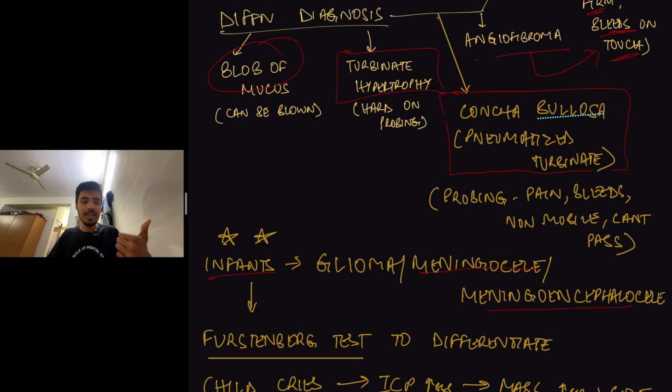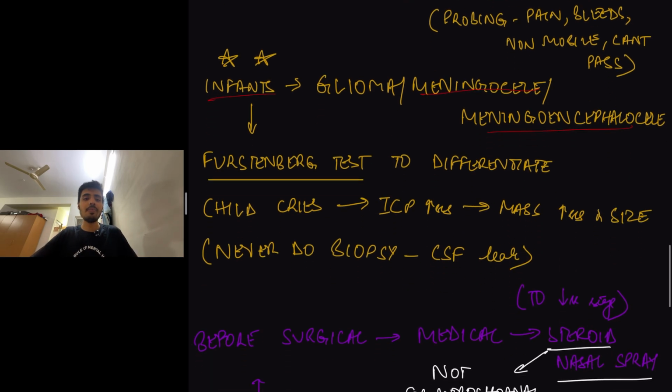So what is the differential diagnosis for polyp? In elderly patients, it can be malignancy. It can just be a blob of mucus. It can be pneumatization of the turbinate, that is concha bullosa, or it can be a hypertrophied turbinate. It can be angiofibroma. In infants, it can even be meningocele, meningoencephalocele, or any congenital tumors. So that is about differential diagnosis.